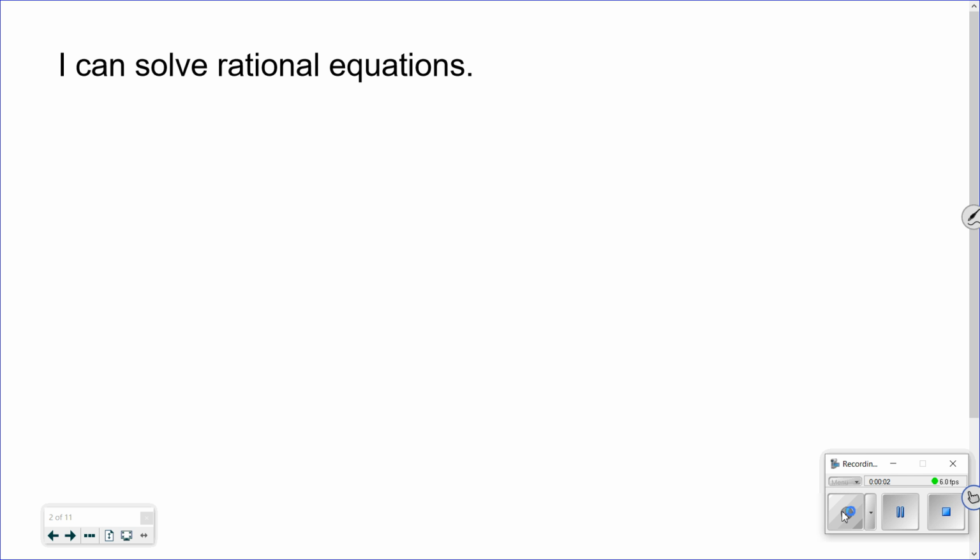All right, so today we're going to talk about how to solve rational equations. Just a quick reminder, the word rational, remember rational numbers that we talked about earlier in this class? The word rational means a number could be written as a fraction. So rational equations are equations that have fractions in them. Specifically, these equations have variables in the denominator.